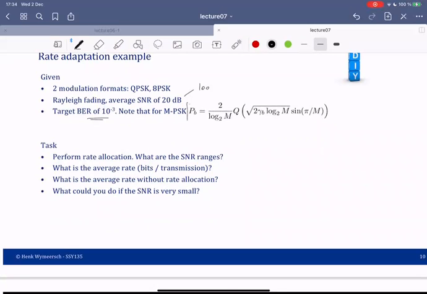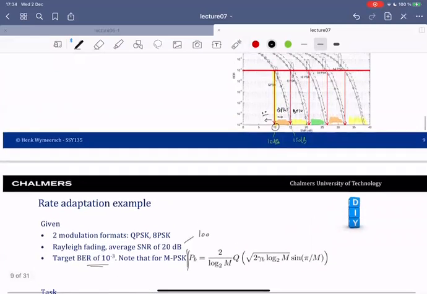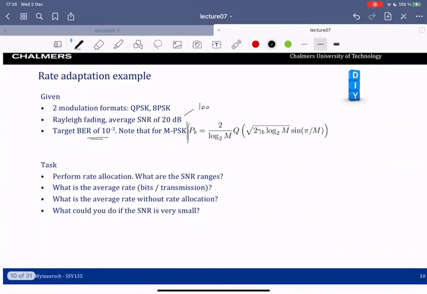And this is the relation between the bit error rate and the SNR, but you can also read off directly that it's about 10 dB and 15 dB to use QPSK and 8 PSK. So please spend a few minutes to do this rate allocation problem and then get back to the video.